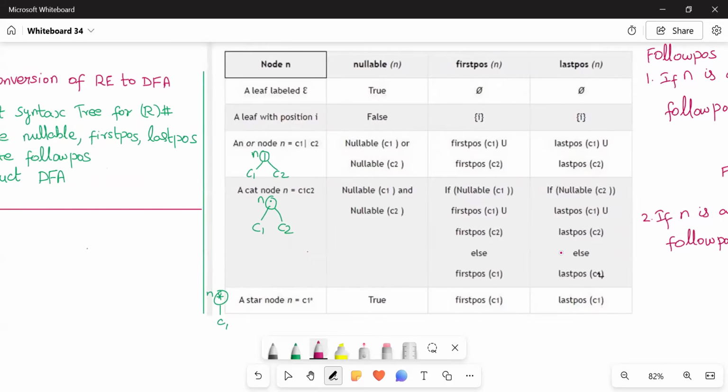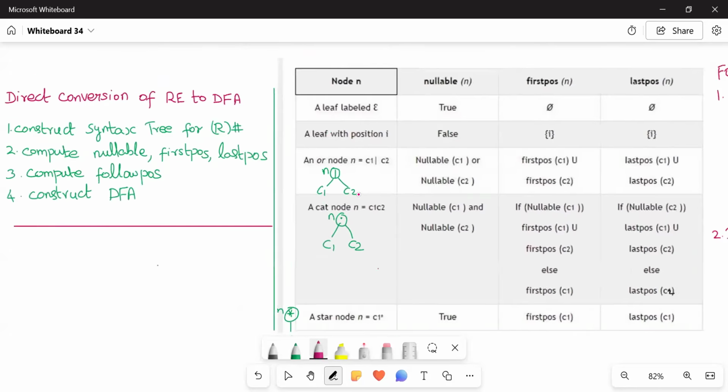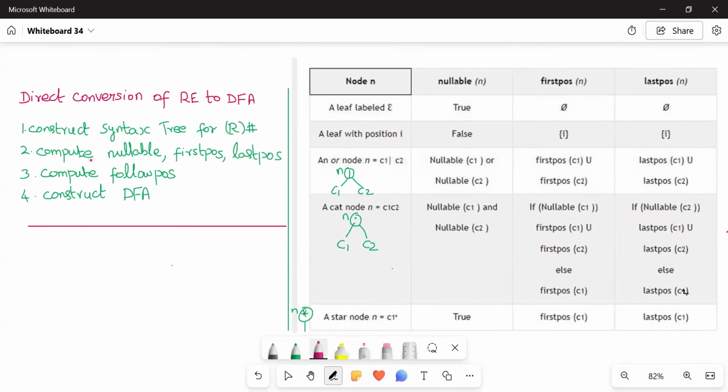Next, we need to find follow position. So first we will consider one example. After computing the first two steps, we will discuss the third and fourth.